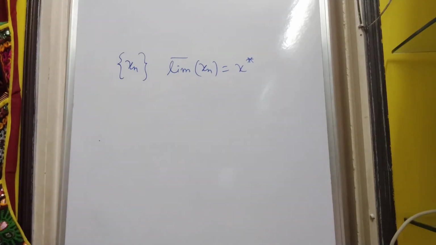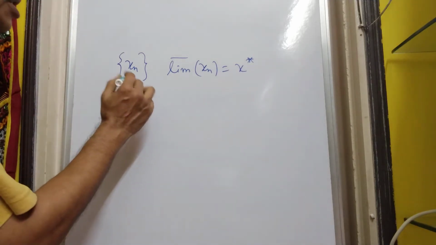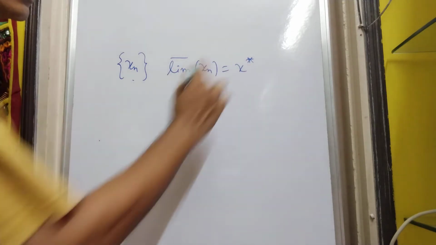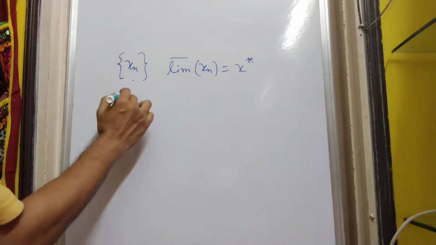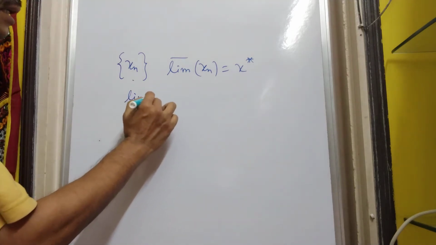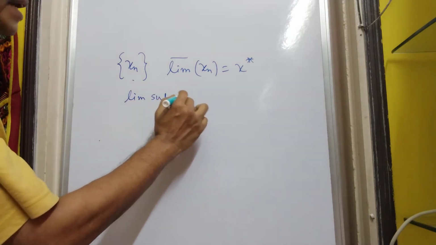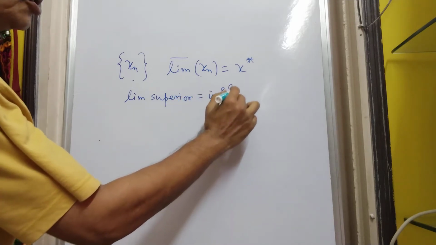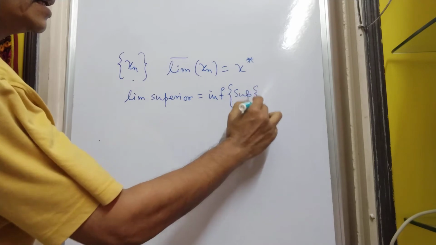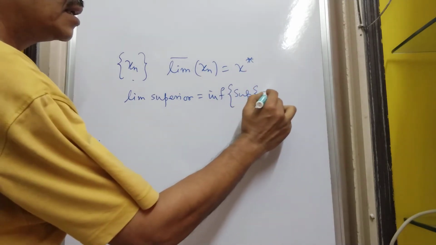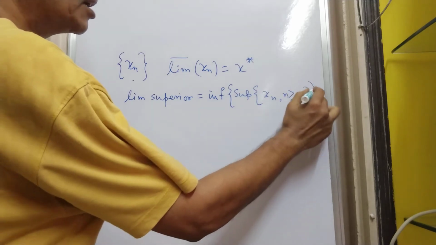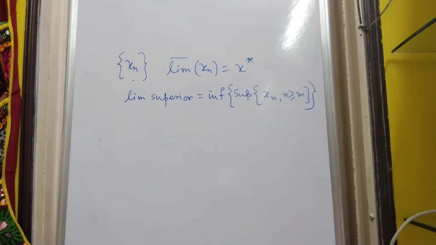Let us denote for a sequence of values xn the limit superior as x star. Now what is this limit superior? Limit superior is defined to be the infimum of the supremum of the set of xn for which n is greater or equal to m.